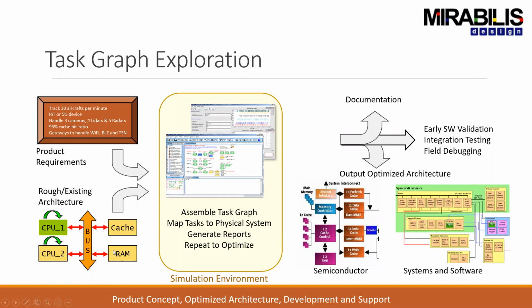You create a rough architecture, which is, you've got two CPUs, cache, a RAM, and a bus, a very simple architecture. So what do you do? You assemble the task graph, you map the task to the physical system, you generate reports, and you keep repeating it with different variables and different parameters to optimize the process, the mapping, the scheduling, and the latencies. Out of this come three things: an optimized architecture with the mapping, the documentation, and a platform where you can run more refined or more detailed explorations.